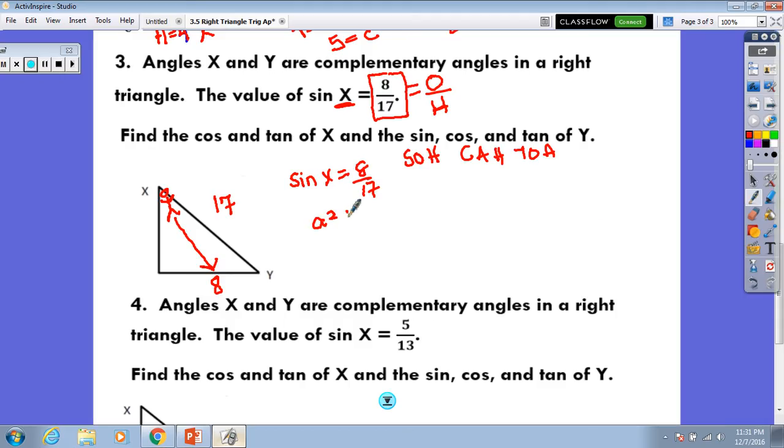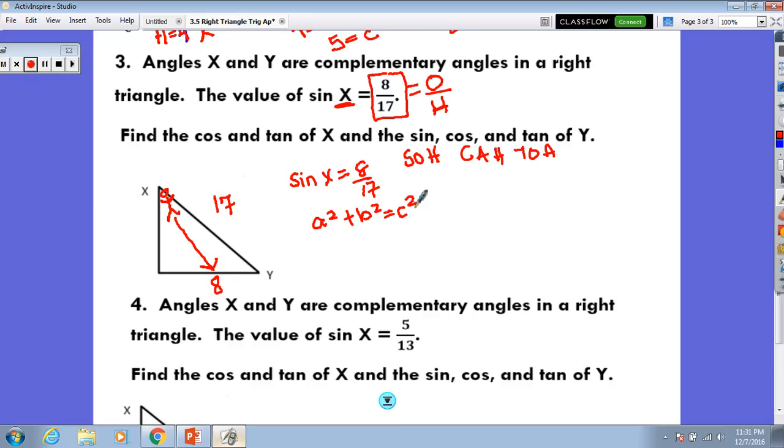So remember, Pythagorean's theorem is a squared plus b squared equals c squared. Since they gave me the hypotenuse, they gave me c. So 17 goes on this side. We're solving for A because that would be the vertical piece, and B is 8. So now I just need to solve this in order to find out what A is. So 8 squared is the same thing as 8 times 8, which is 64. 17 times 17 is 289.